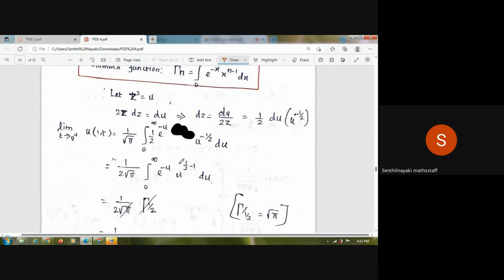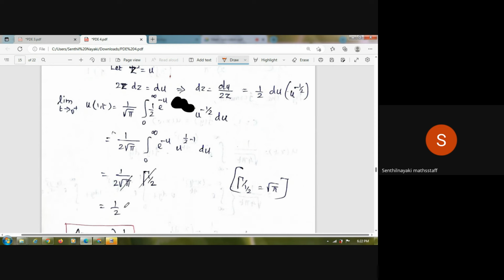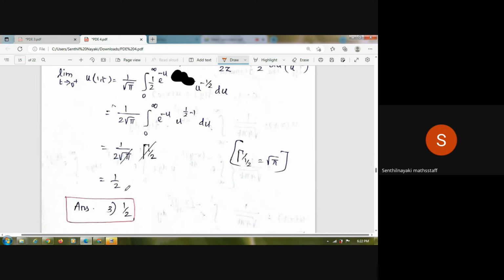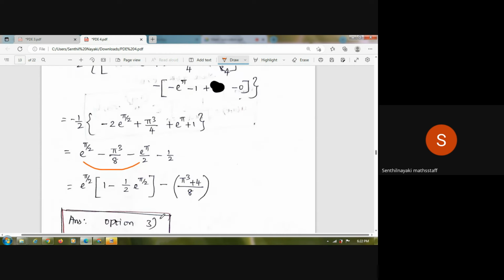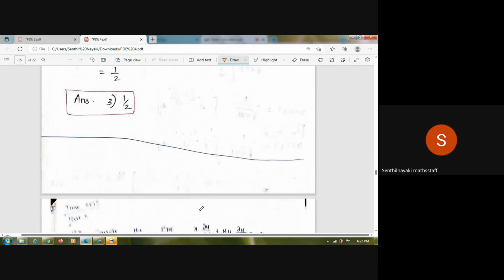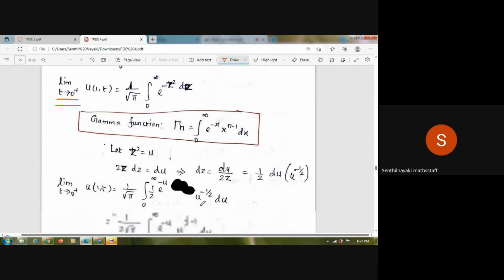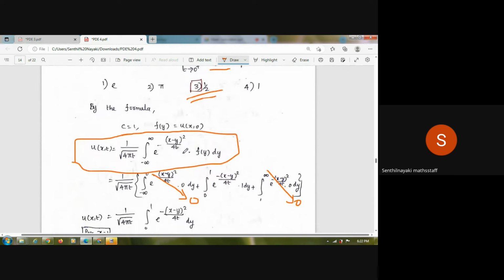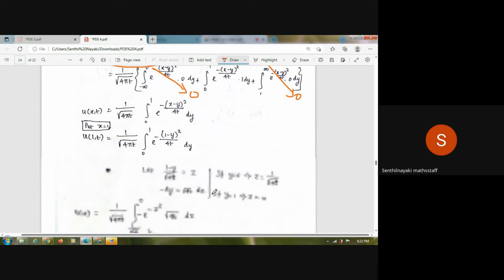Here also one substitution is there, therefore we have 1 by 2. So 1 by 2 into this value becomes root pi. So root pi gets cancelled. In the final we have 1 by 2. Therefore the answer is 1 by 2. So this is the answer. For this you have to memorize this formula. If you know this formula, then you can attempt the question.